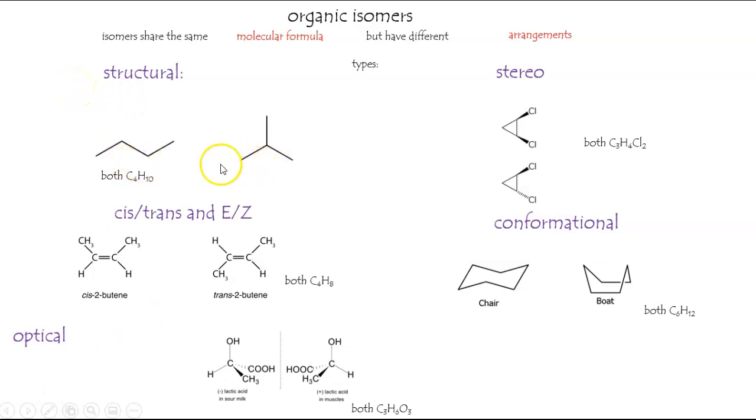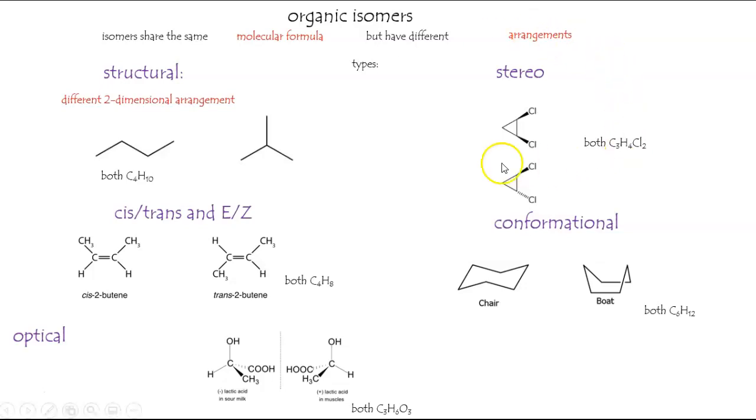Both of these substances are C4H10, but they are clearly very different substances. This one is branched, this one is not. So structural isomers are characterized by having a different two-dimensional arrangement, a very fundamental difference.